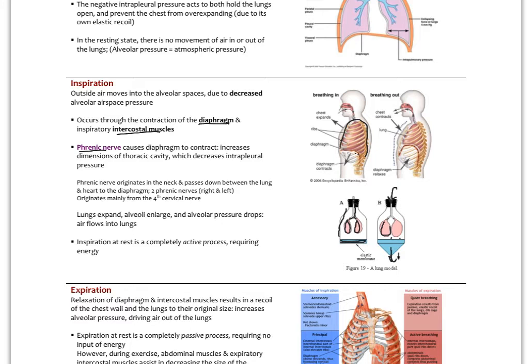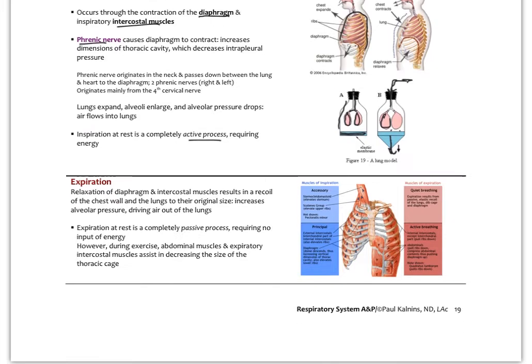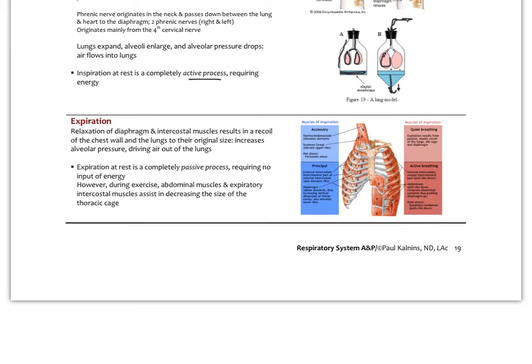And so that's inspiration. In expiration, the diaphragm relaxes, the balloons or the lungs collapse, and the air leaves the lungs. So inspiration is completely an active process. It does require energy, and that's the energy to contract the diaphragm. Expiration is going to be the relaxation of the diaphragm and the intercostal muscles, which results in a recoil of the chest wall and the lungs to their original size. This increases the alveolar pressure, and that drives the air out of the lungs. So expiration is a completely passive process, requiring no input of energy.